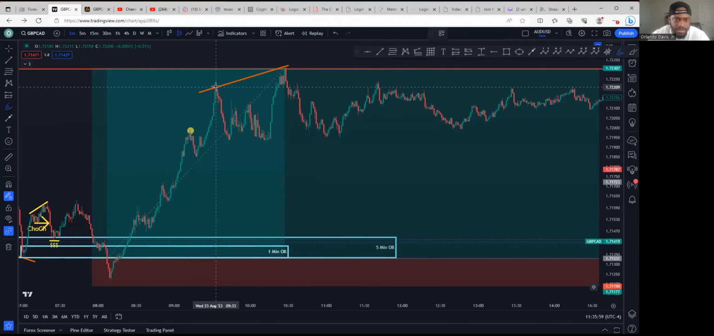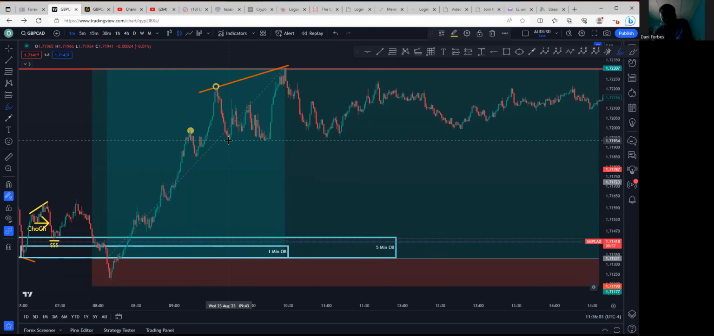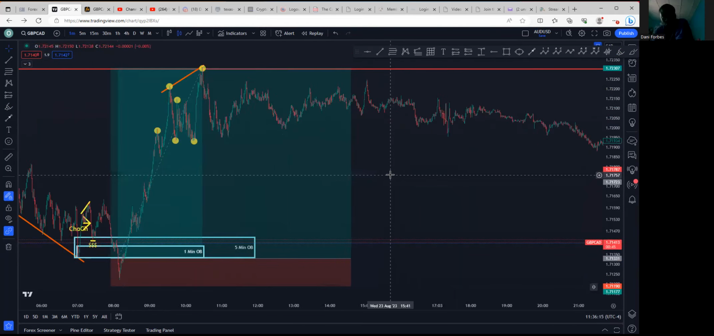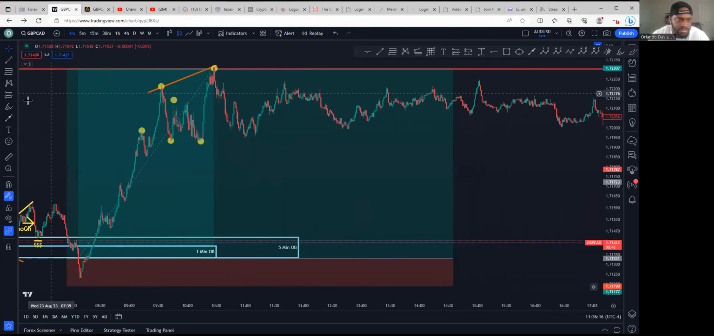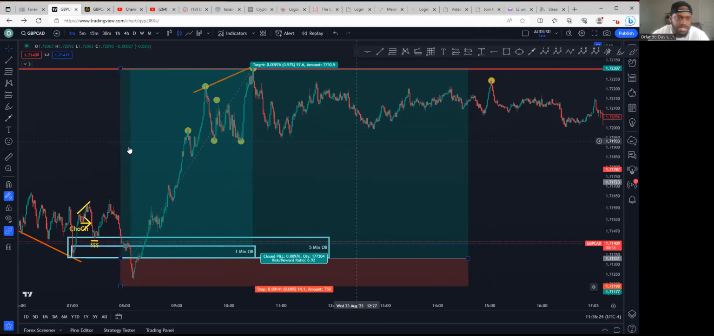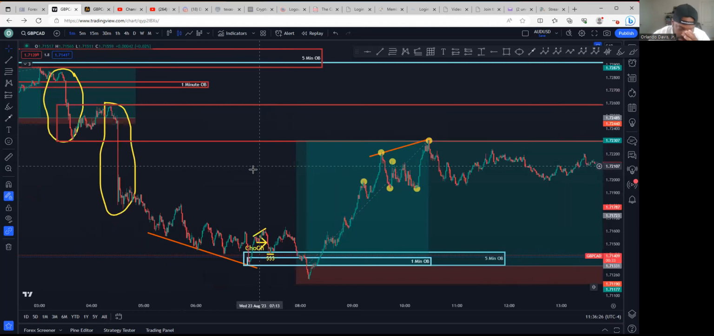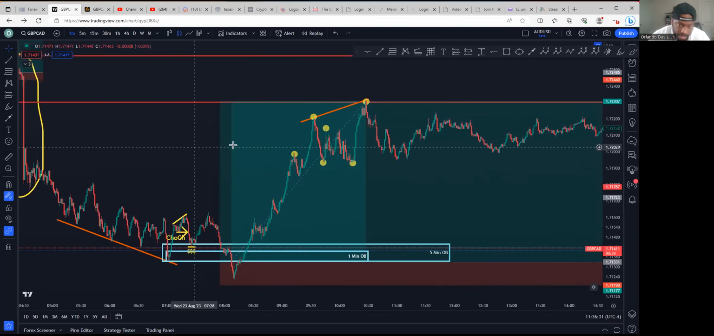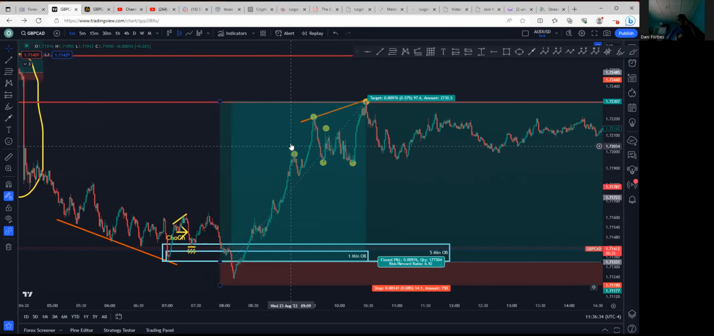I'm going to mark all the points where the abbreviations are going to show up. Weakness, upthrust. Here was the last one. All right, so here's the deal. This was a distribution schematic number 2, which you don't have when you don't have a UTAD in the test. All right, so I'm about to label it.